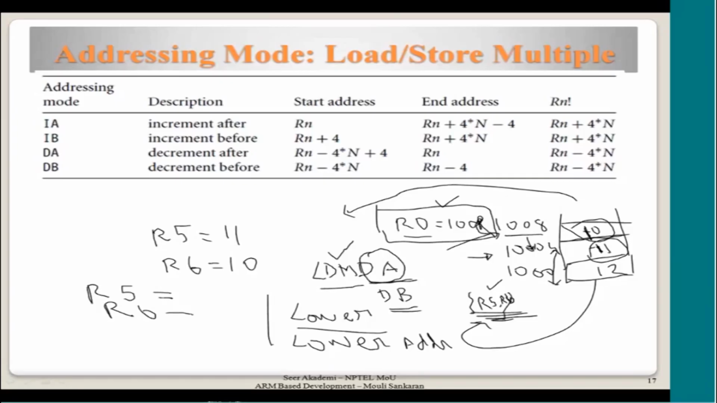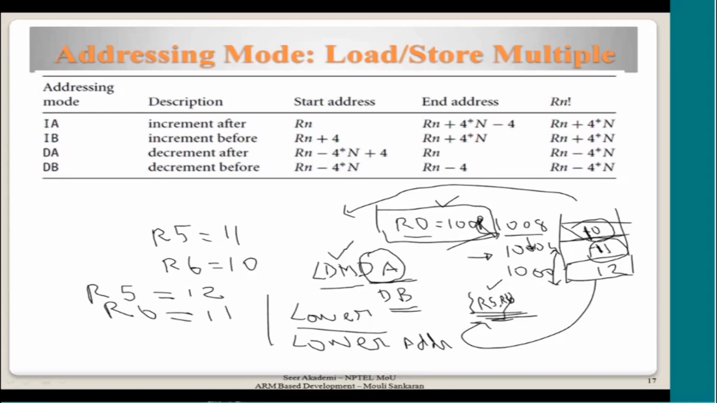Can you guess? Don't make a guess. You should be sure about it. Again, remember the processor will start from the lower address, and it will start filling from the lower register. That means 12 will get filled into R5, and 5 and 11 will get filled into R6. So that's the way it is implemented. Why? Let us wait for the next slide. Okay, I hope this is clear.